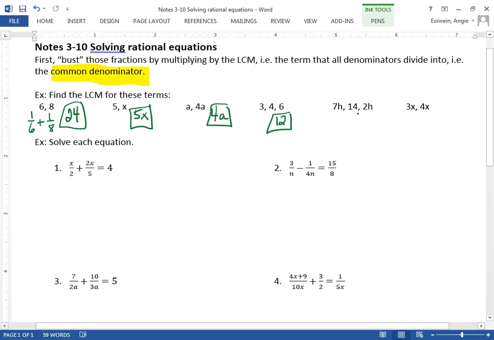7h, 14, and 2h. Well, we need at least 14, right? Because the 7, the 14, and the 2 will all go into 14. And then h, just h, right? And so all these will divide in evenly to that, and they'll cancel in a second. 3x and 4x? Yeah, just 12x. Okay. So that's what we're going to use.